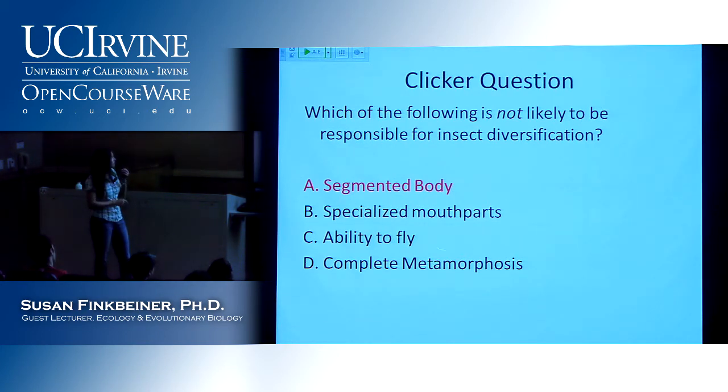Specialized mouthparts are very variable among insects. Only some insects have the ability to fly, and only some have complete metamorphosis. Actually, all of these combined do help promote insect diversification. And segmented body, that's a fixed trait among all the insects.